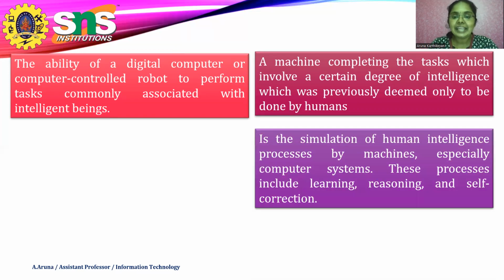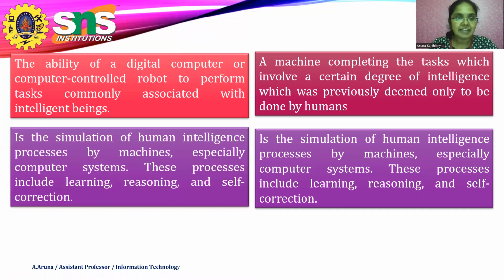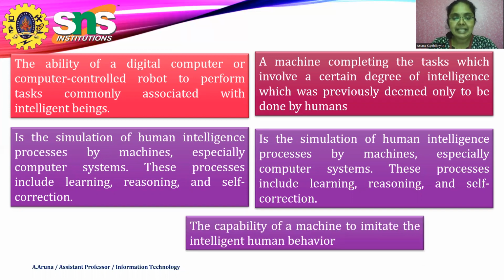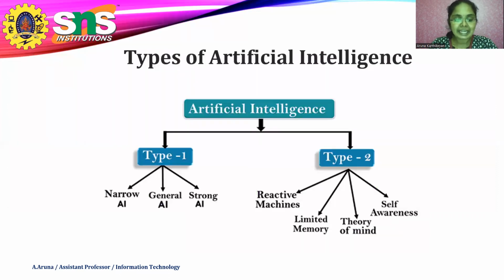Another definition is the simulation of human intelligence processes by machines, especially computer systems. These processes include learning, reasoning, and self-correction. Another type of definition is the capability of a machine to imitate intelligent human behavior. These are all definitions of AI, and all are related to the same idea. The main goal of AI is a smart computer system like a human to solve complex problems.